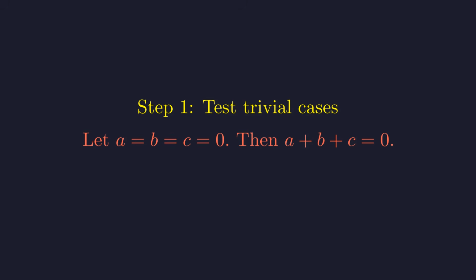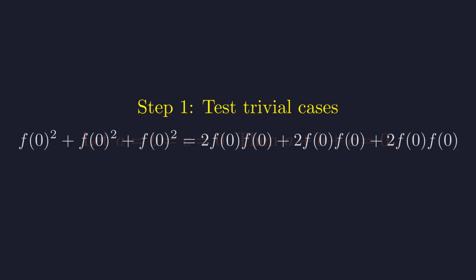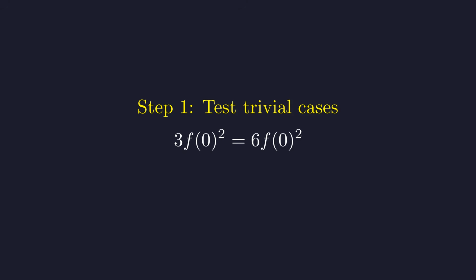If we substitute these 0 values into the main equation, we are left with an expression entirely in terms of the function's value at 0. Simplifying both sides of this equation reveals a simple relationship. The left side becomes 3 times f of 0 squared, and the right becomes 6 times f of 0 squared. If we rearrange this equation to solve for f of 0, subtracting 3 times f of 0 squared from both sides leaves us with 3 times f of 0 squared equals 0. This directly implies that the function's value at 0 must be 0. So f of 0 is 0. This is the first concrete property we've discovered about our function.